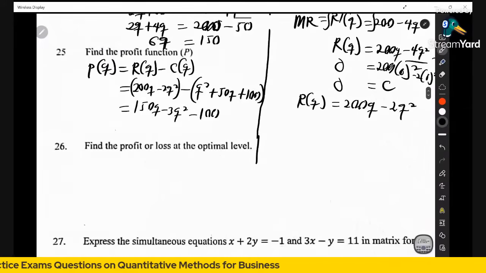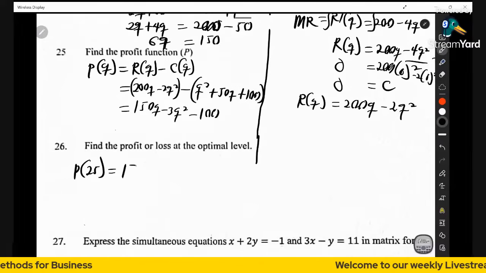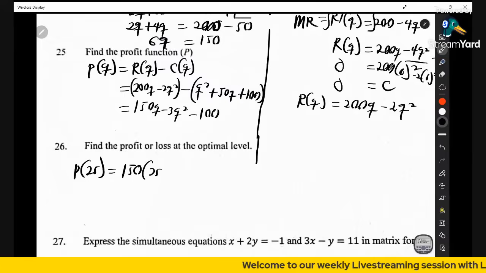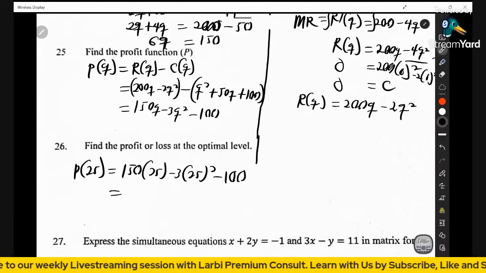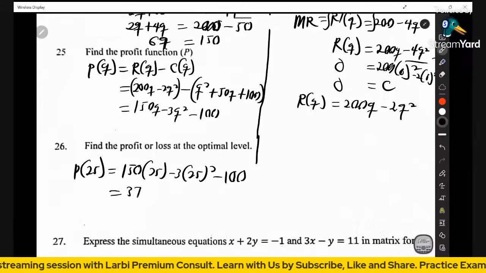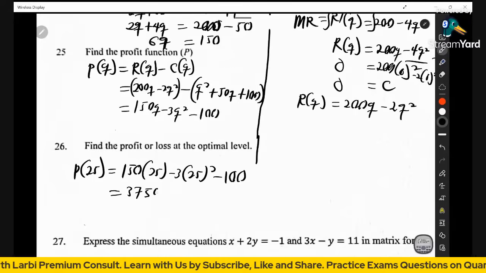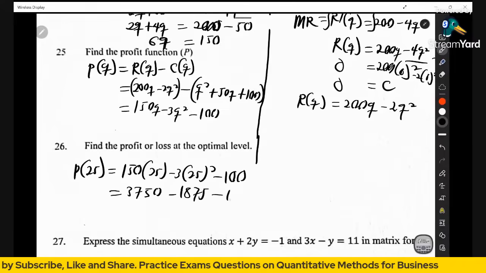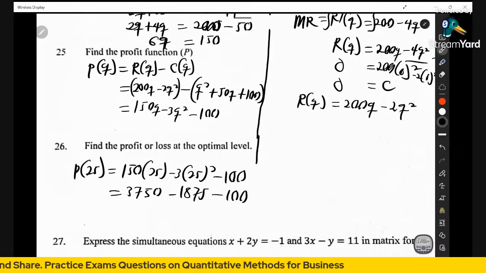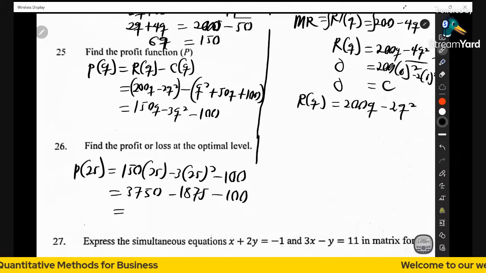So in this case, when Q is equal to 25, we have 150 times 25 minus 3 times 25 squared minus 100. So what are we getting? Here you should be able to get 3750, minus here you should get 1875, and here 100. By a calculator, you should be able to get these values. So at the end of the day, when you add, subtract, and do all that, you should be able to get to what?